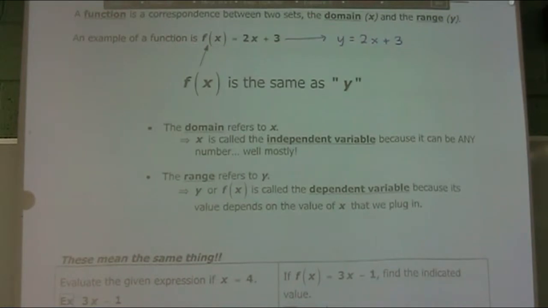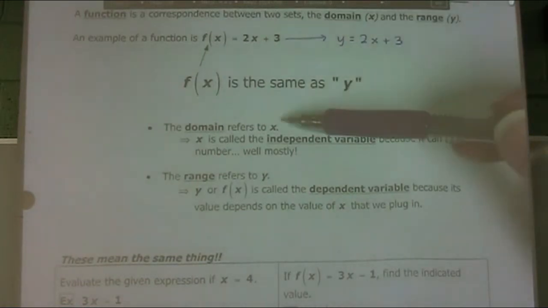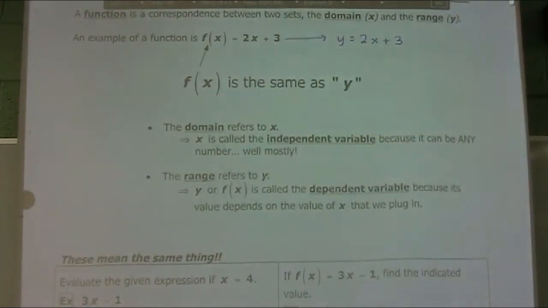The range refers to y, okay? Y, or f of x, both the same thing, is called the dependent variable because its value depends on what the value of x is. So whatever x we plug in, we're going to get a y or an f of x out of this. That variable, the y or f of x, depends on what x is. Okay? So the domain is x, the range is y.